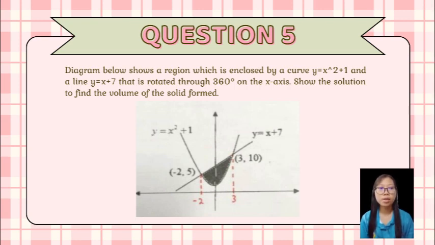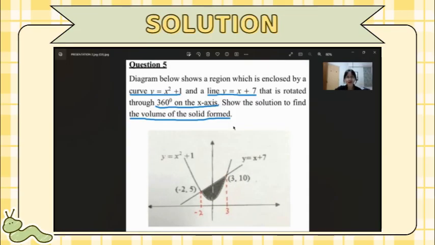Question 5: the diagram below shows a region which is enclosed by a curve y equals x squared plus 1 and a line y equals x plus 7 that is rotated through 360 degrees on the x-axis. Show the solution to find the volume of the solid formed. Today I'm going to explain how to solve the volume of the solid formed in this question 5.